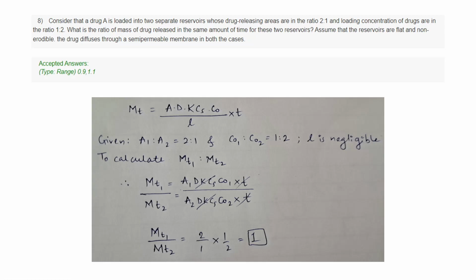Now what we have been given is the ratio of the areas of these reservoirs, that is A1 is to A2, that is 2 is to 1, and the ratio of drug loading, that is C0 1 is to C0 2, that is 1 is to 2. Here we can ignore the L variable because it is mentioned that your reservoirs are flat, so the thickness can be neglected. If you then take the ratio of these two expressions, you will see that these two values cancel each other out and the answer is 1.